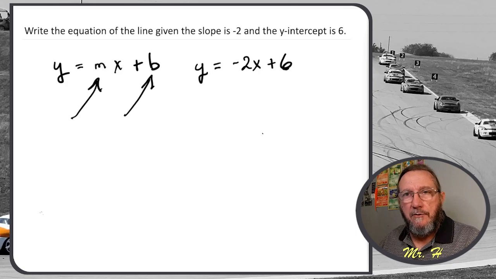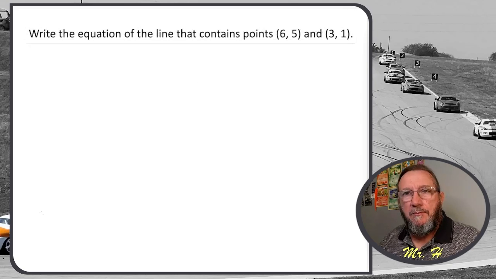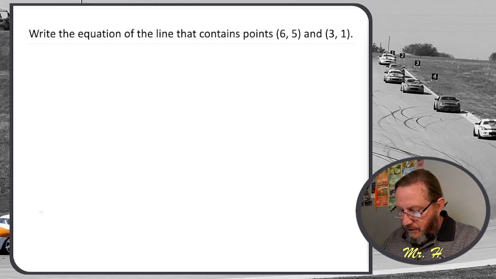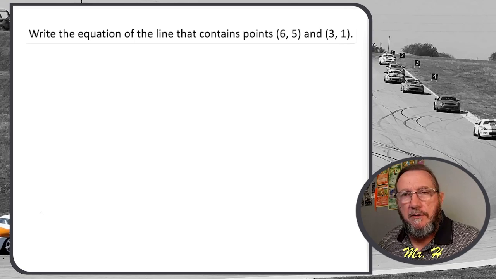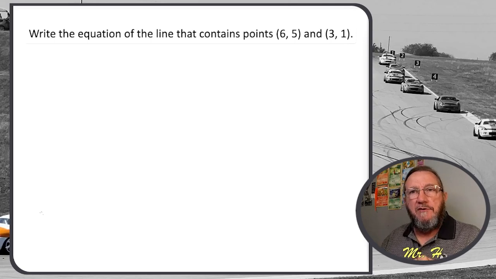Let's take a look at another one. Read this problem with me. Write the equation of the line that contains the points (6, 5) and (3, 1). Are we given the slope? No, we're not. Are we told the y-intercept? Not given that either. So what do we do? Can't really use the slope-intercept form of the equation, so we've got to implement the other equation that we talked about a few minutes ago, and that is the point-slope form.